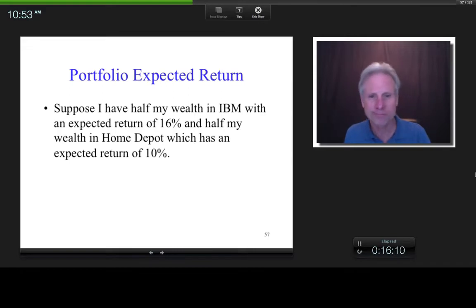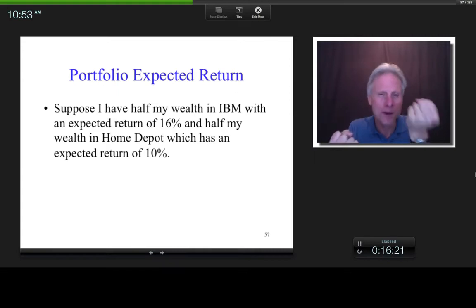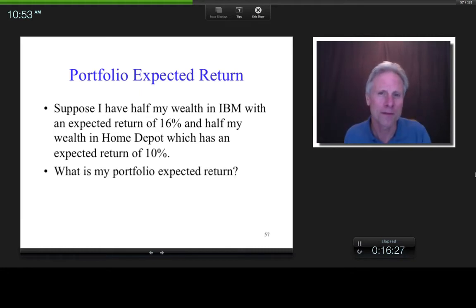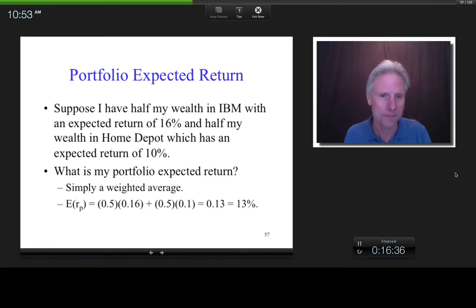Suppose I had half my money in IBM, which had an expected return of 16%, and half my money in Home Depot, which has an expected return of, say, 10%. So half my money is expected to make 16, half my money is expected to make 10. What's my portfolio expected return? Well, it's just a weighted average. In this example, it would be 13%. Half my money at 16, half my money at 10, and I get 13%.